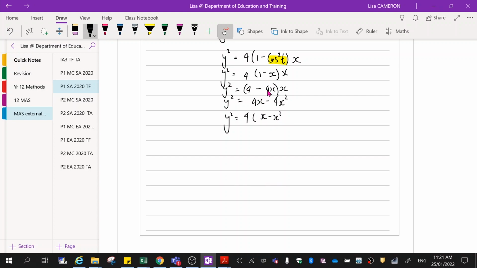So really, at this step here, I could have just expanded this x in and left the 4 out. But, you know, you do what you do. All right, so now it looks like this. I'm going to move this 4 to the other side. y squared over 4 is equal to x minus x squared.